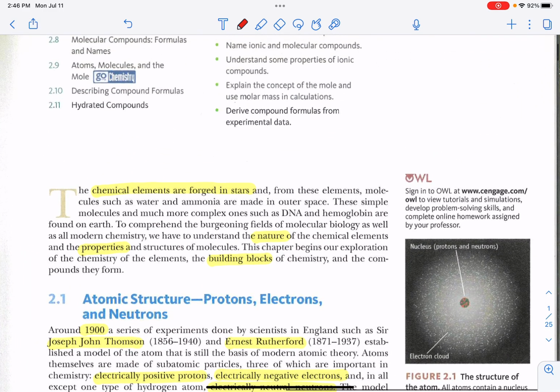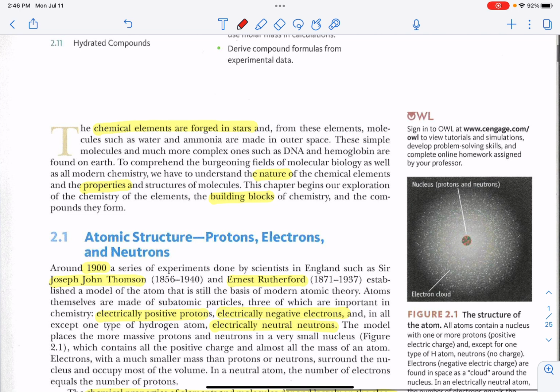All right. Couple of things on this opening paragraph. The chemical elements are forged in stars. Now this raises a very interesting theological question, and it goes back to Genesis 1. God the Creator: when God creates, God can create directly, or God can create secondarily using secondary means.